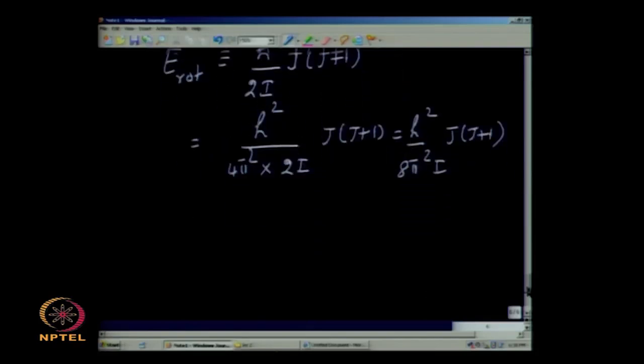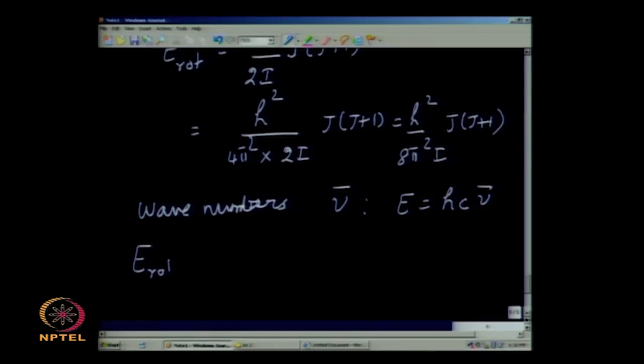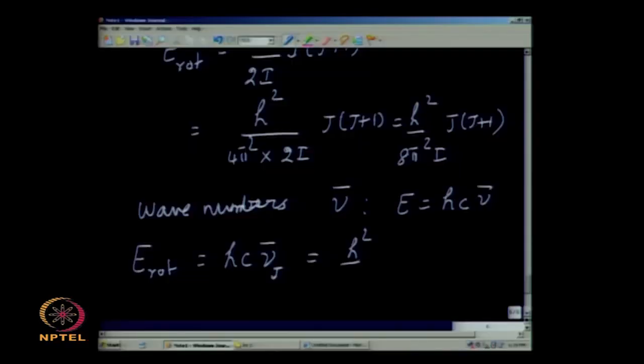Now, remember that there is another way of writing the energy in terms of wave numbers. Wave numbers nu bar, such that E is given by this formula, h c nu bar. Therefore, if we write the E rotational energy as h c nu bar corresponding to the quantum number j, h is Planck's constant, c is the speed of light. Therefore, there is no association. The nu bar is associated with the quantum number j, and that is given by h square by 8 pi square I, j into j plus 1.